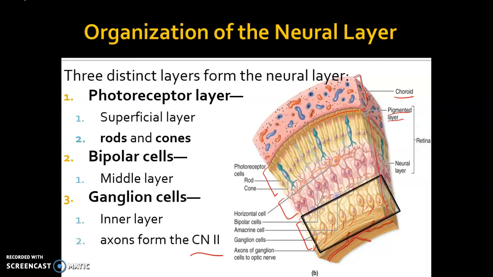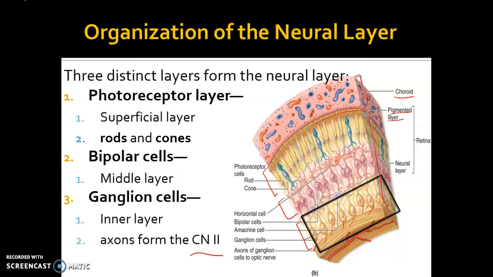Now one thing you should know. Look at the amount of photoreceptor cells, the amount of rods and cones. A lot, right? Look at the number of bipolar cells. Do you see fewer bipolar cells as compared to rods and cones? If you say yes, you are right. Now look at the number of ganglion cells. Do we see fewer ganglion cells as compared to the bipolar cells?